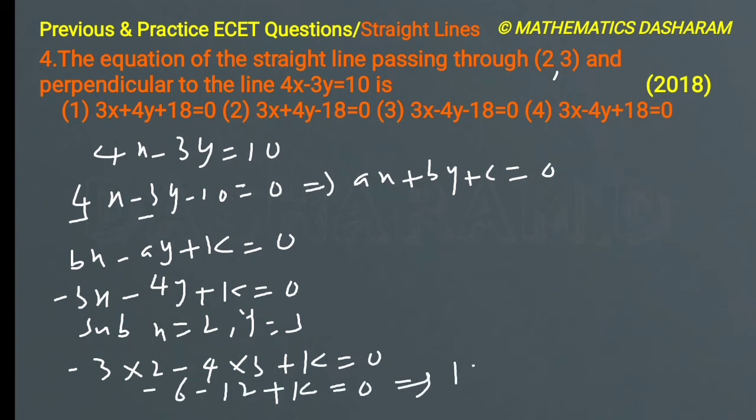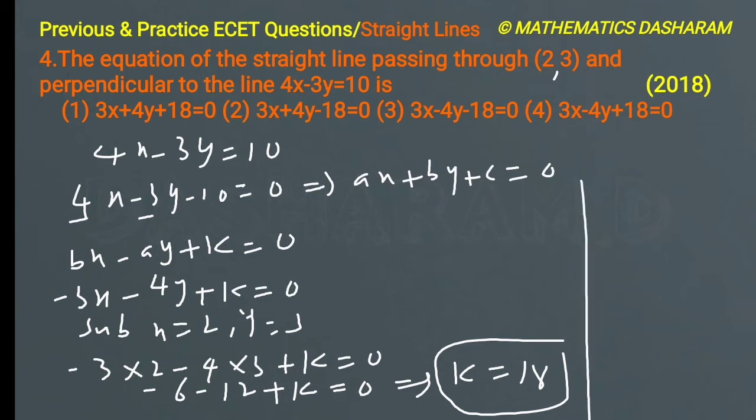So it implies k equals minus 6 minus 12 minus 18. So finally the k value is 18. Then our required answer is to substitute k equals 18 in this: minus 3x minus 4y plus 18 equals 0.